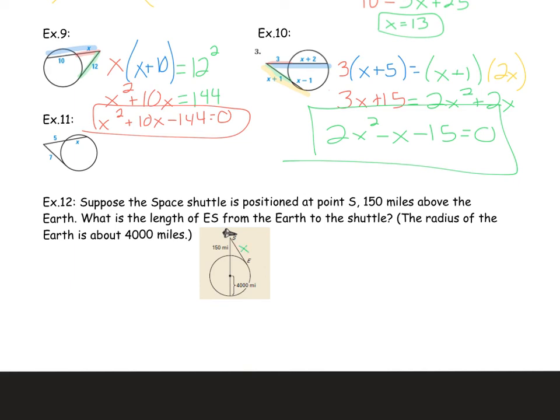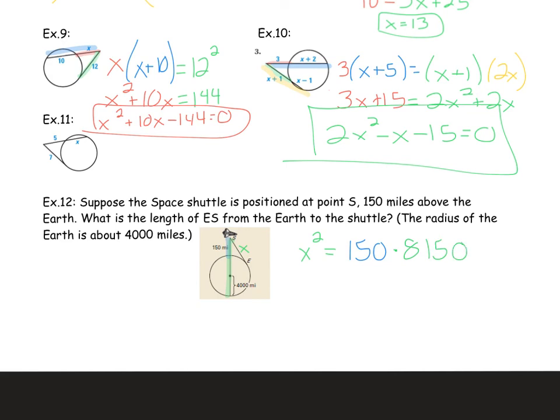So this is a tangent segment. So I know that that distance needs to be squared. So that is x squared. For the other distance, this is a secant segment. So I know that the external segment is 150 miles. And then I need to multiply that by the whole thing. So if the radius is 4,000, that means the complete internal part would be 8,000 because that would be a diameter. And we need to add 8,150. So we're going to multiply this by 8,150. Okay, so this is going to be a very large number.